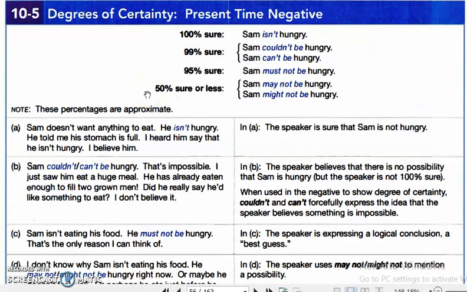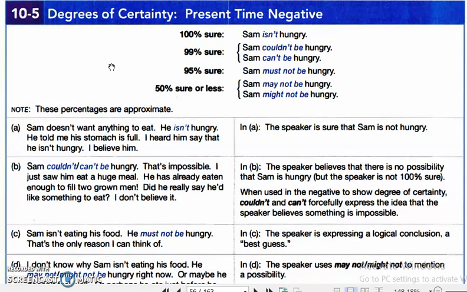Okay, the next is degrees of certainty for present time negative. So the negative of John is sick is John is not sick or John isn't sick. But here the example is Sam isn't hungry. So it means you are 100% sure. For example, if someone asks you, why isn't Sam eating? And if you are really sure 100% and you know about it, you may answer, because Sam isn't hungry.